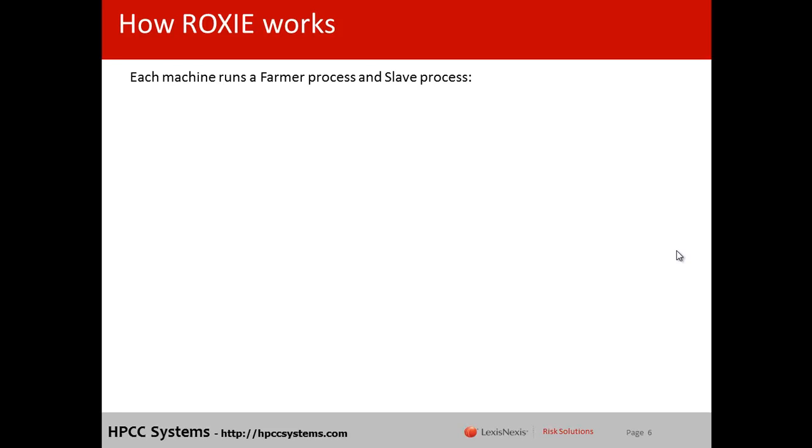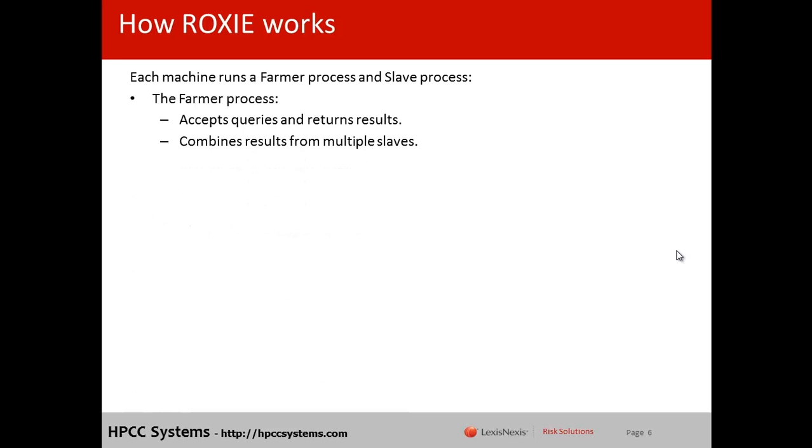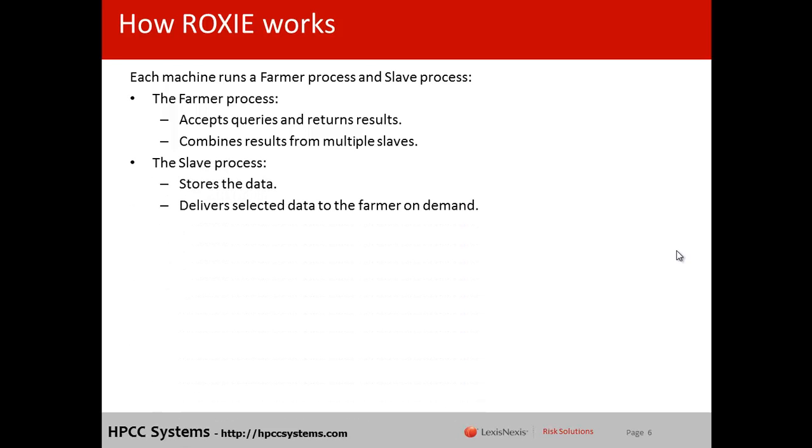Now, here's how ROXIE works. Each machine runs a farmer process and a slave process. The farmer process accepts queries and returns results, and combines the results from multiple slaves. The slave process stores the data and delivers selected data to the farmer on demand.